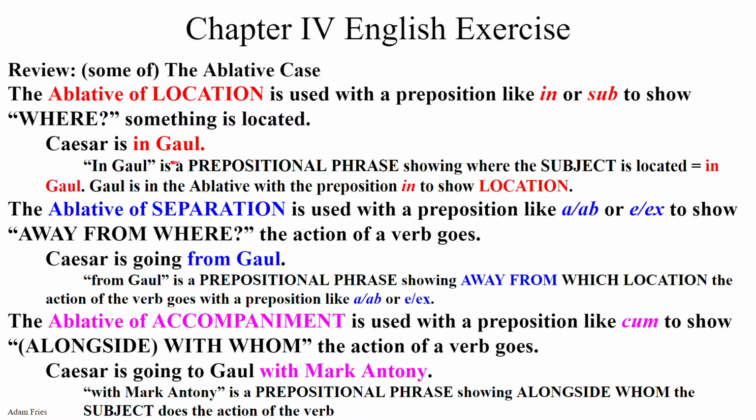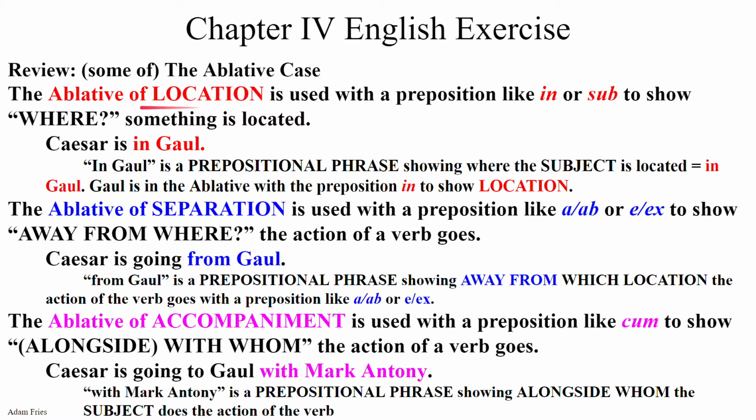The ablative of location with a preposition like in or sub shows where something is located, like Caesar is in Gaul. In Gaul is a prepositional phrase. We have a preposition here, followed by a noun. The prepositional phrase in Gaul shows where the subject Caesar is located. He is in Gaul. Gaul is in the ablative case in Latin with the preposition in to show location, the ablative of location.